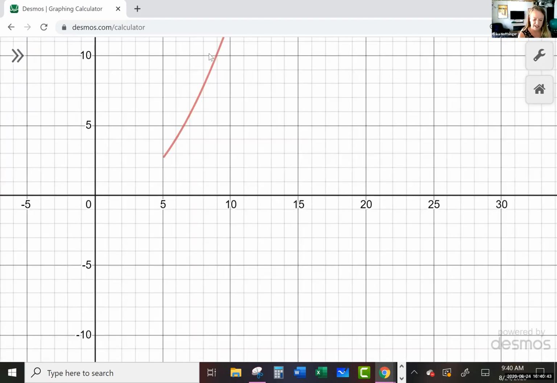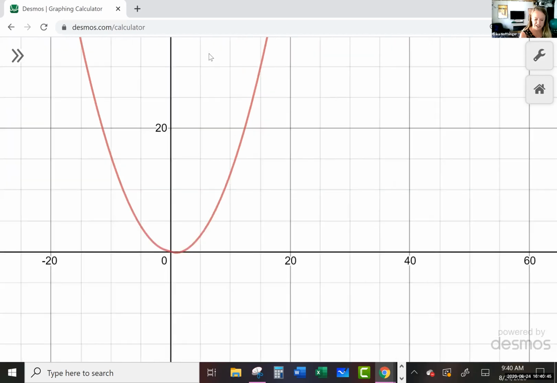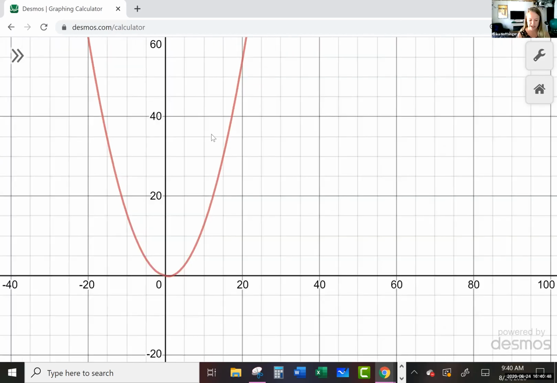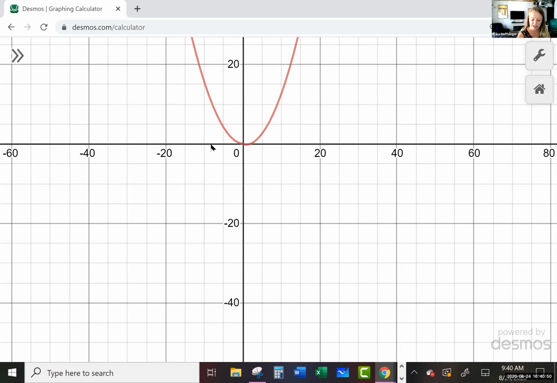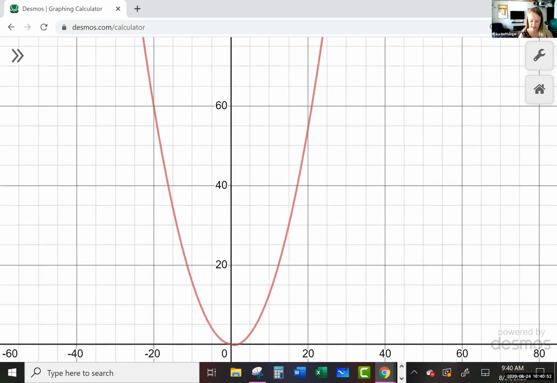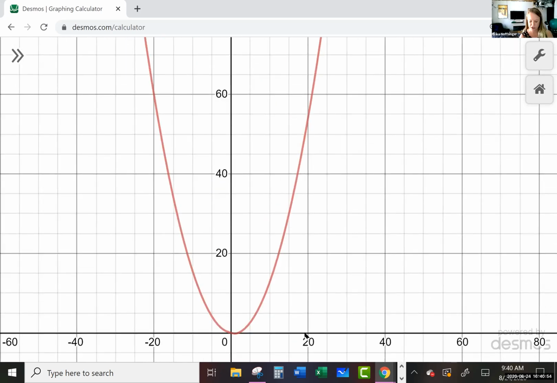Looking at our graph, it actually looks like a parabola shape. And notice the behavior there: as x is going to infinity, your x value is getting larger and larger, your y values are blowing up and going to positive infinity. So it doesn't exist.